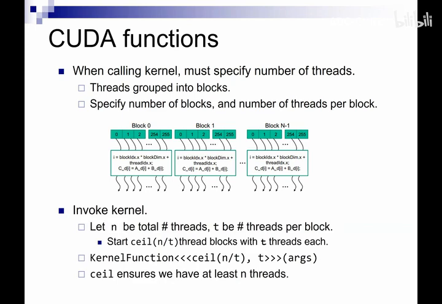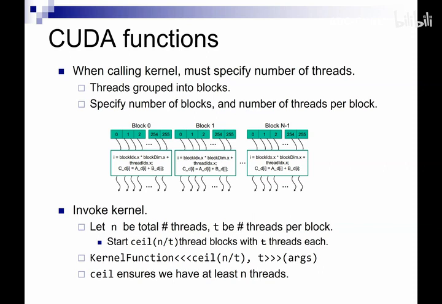Now that you specify how you want to call a function, in order to call that function from the CPU, suppose you want n threads total, and you want to divide these threads between t blocks. Then you have n divided by t thread blocks, and we take the ceiling of this number.